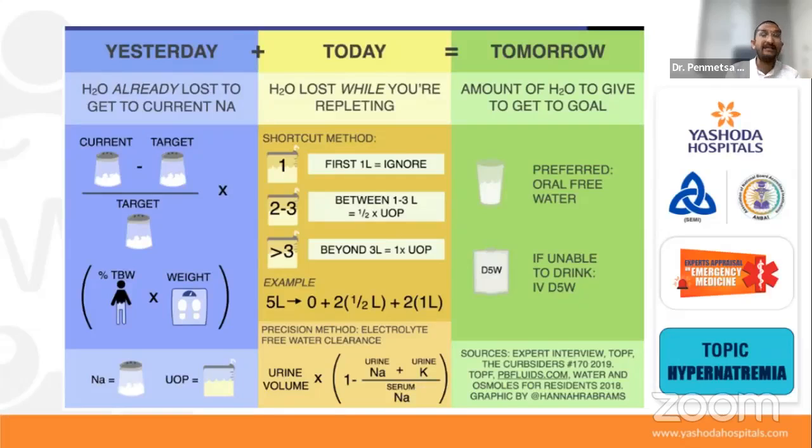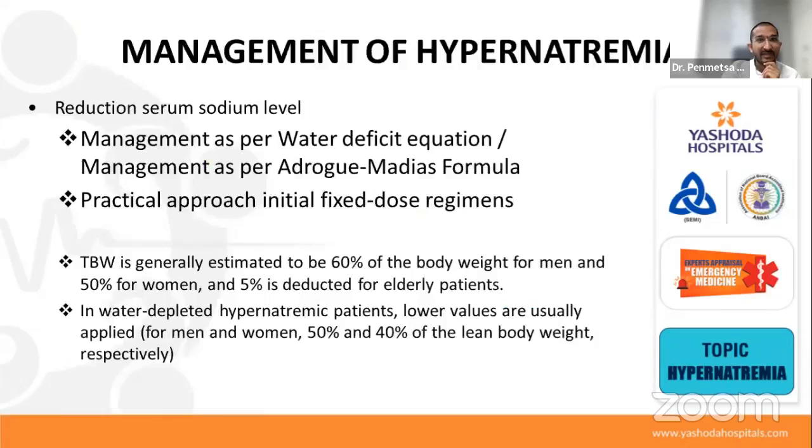Suppose someone is having 6 liters of urine per day, 5 liters of urine. So for the first 1 liter, you don't replace anything. For the next 2 liters, you replace half of it. And then every liter beyond 3, you replace fully. Yes. So let us calculate how we do your free water deficit equation.